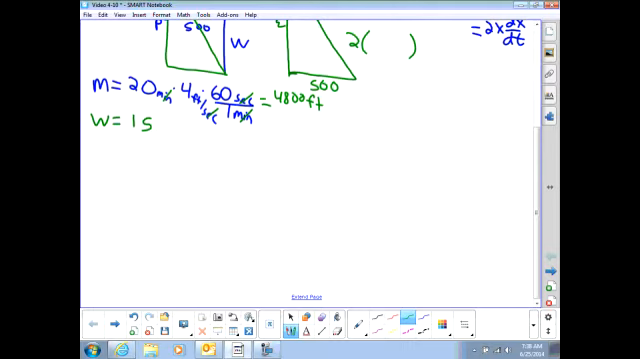Now the woman, we're going 15 minutes after she started, had a rate of 5 feet per second, and then we'll multiply that by 60 seconds in 1 minute. Again, the seconds will cancel out, the minutes will cancel out, so we'll again have a feet amount. Her feet traveled is 4,500 feet.